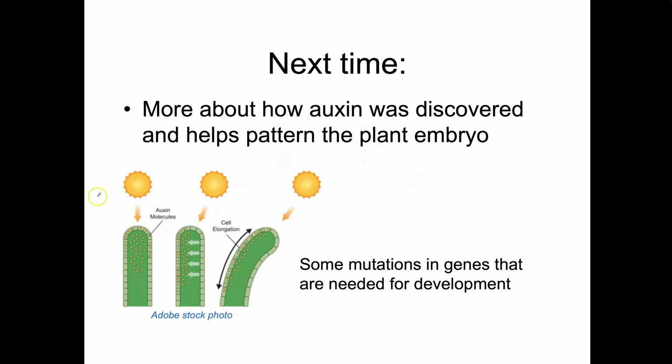Okay, so in the next lecture, we'll talk a little bit about what auxin does, a bit about how it was discovered and how it helps pattern the plant embryo. And we'll spend time talking about directional transport, because a key to auxin activity in plants and its effect on development is it being transported in different directions, and especially when we talk about, in a couple of lectures, where leaves are placed.